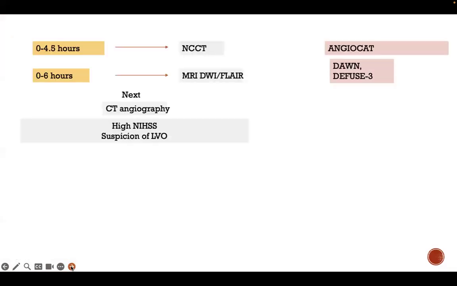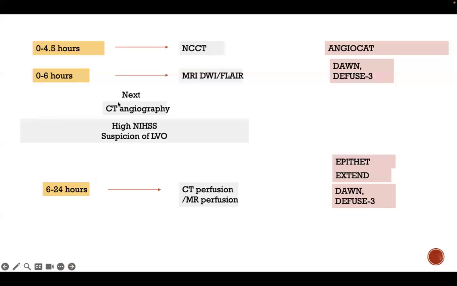I think imaging duration, we discussed already. 0 to 6 hours, you're going to do MRI, diffusion weighted and FLAIR imaging. If there is suspicion, we are going to do a CT angiography, especially in patients with high NIHSS and suspicion of large vessel occlusion. For example, I showed an image now where the dense sign was there. Invariably, in those patients, we are going to do a CT angiography.